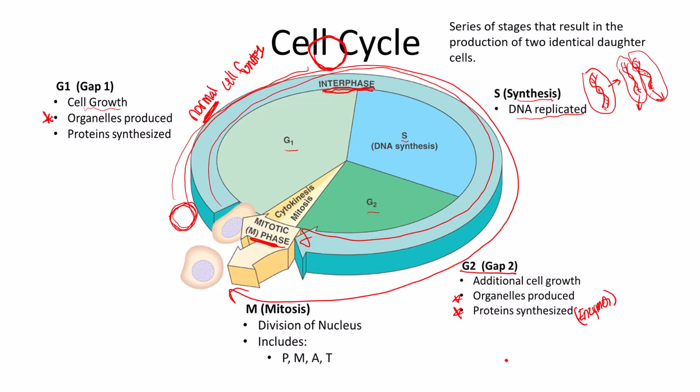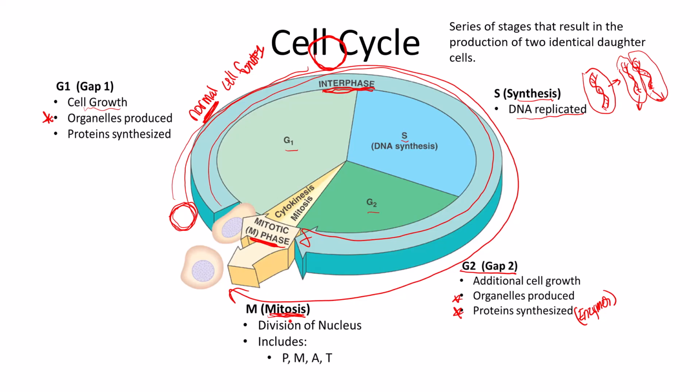And then once we exit interphase, exit G2, we hit this yellow phase, that's the M phase or the mitotic phase, referred to as mitosis. This would be, by definition, the division of the nucleus. We are not dividing the cell yet.